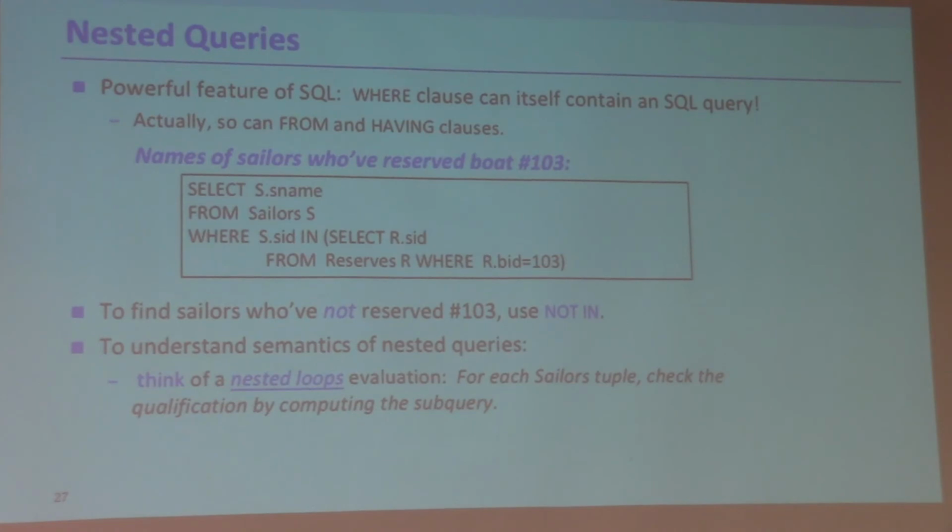Now we'll start with the nested queries. Names of sailors who have reserved boat 103. That was a very simple statement when we did it around slide 9. Over here we want to get the names of the sailors who have reserved boat 103. Over there we did the join of sailors with reserves.